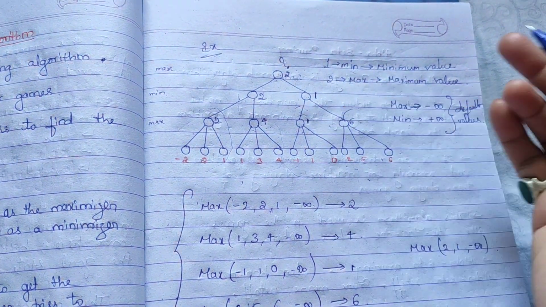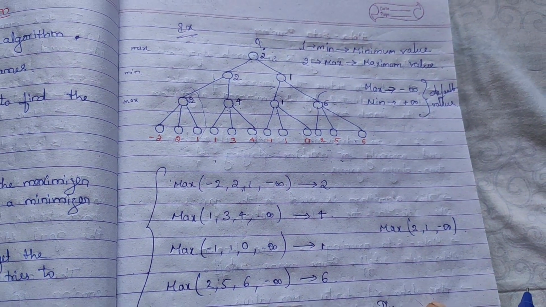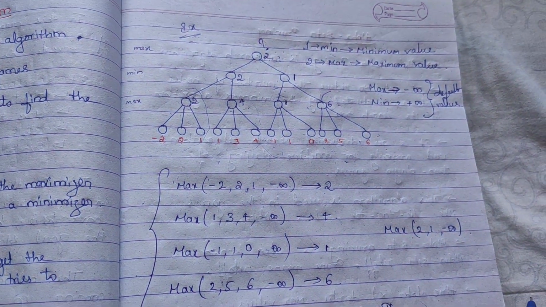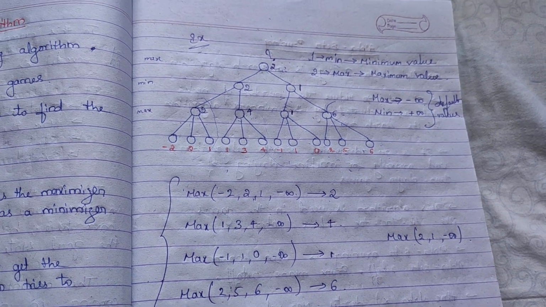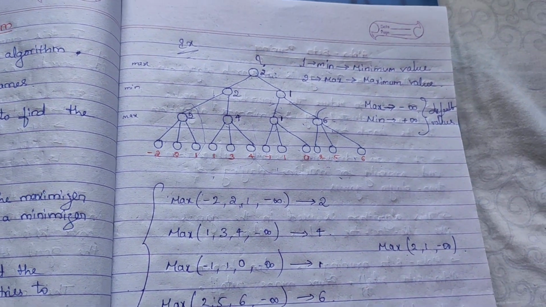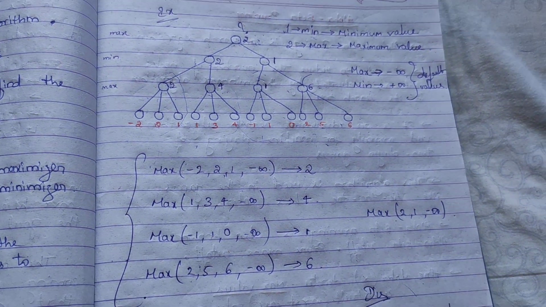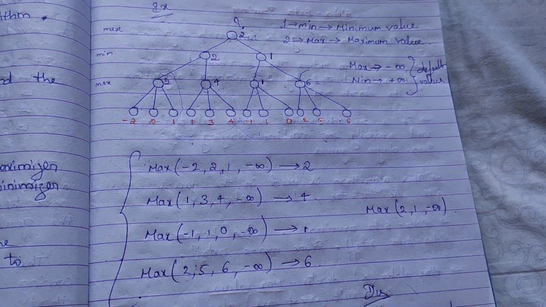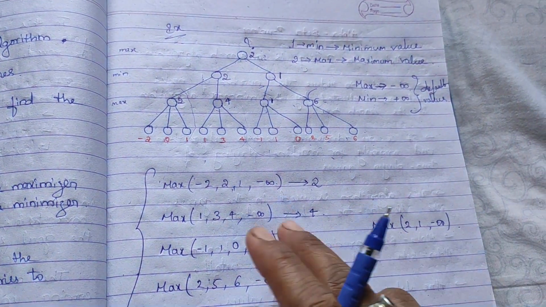Understood? To overcome this time complexity, we have to study the next algorithm, that is nothing but the alpha beta cutoff algorithm, alpha beta pruning or alpha beta algorithm. In that we will come to know how we have to reduce the time.